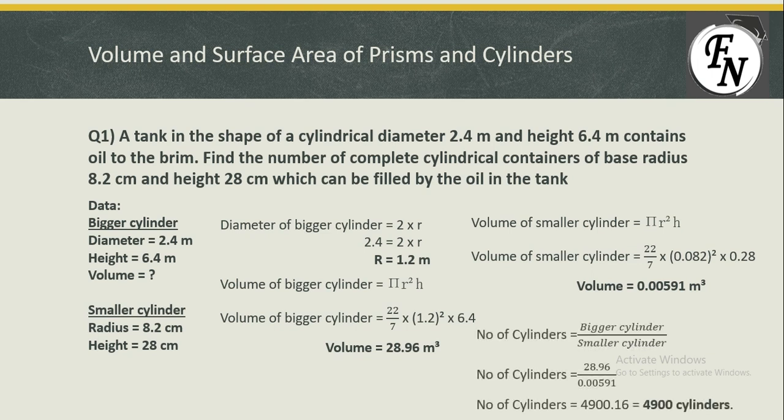So we have divided: the number of cylinders is equal to bigger cylinder over smaller cylinder. We have divided these values, and we have got that 4900.16 cylinders can be filled. But we usually give the answer as how many full cylinders can be filled. So this is 4900 cylinders that can be completely filled. So this was our question number one.